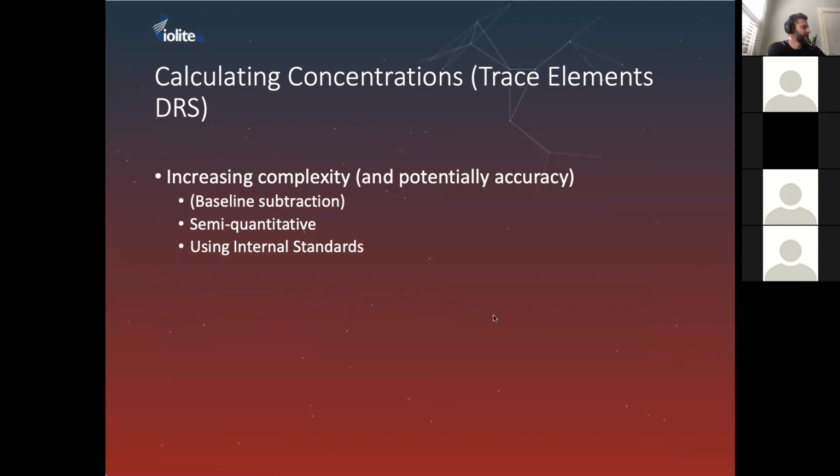So looking at trace element calculations, there's a bunch of options in iolite that you can do. So the most basic one is just a baseline subtraction. That will give you the idea of where trace elements are high and where they're low. They won't actually be normalized, they won't be corrected for sensitivity drift, but they will give you a feel for where certain elements are high and where they're low. The next step up is semi-quantitative, and then going a step forward, we use the internal standards, and that will give you an extra level of accuracy.